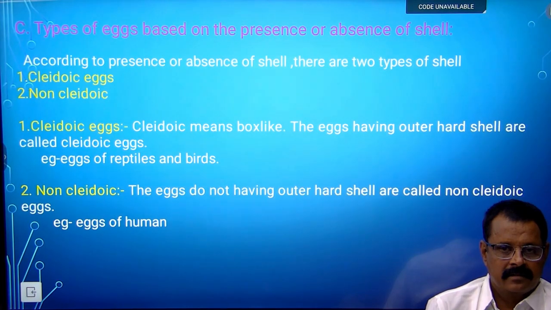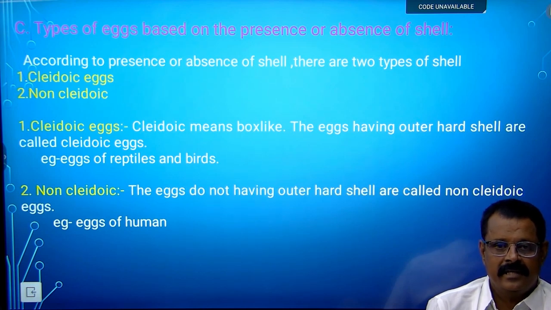Third type of eggs are based on the presence or absence of the shell. According to the presence or absence of the shell, there are two types of eggs. First one is cleidoic eggs, second one is non-cleidoic eggs. Cleidoic eggs have an outer hard shell which is calcareous in nature. Example, eggs of reptiles and birds. Second one is non-cleidoic eggs. The eggs which do not have an outer hard shell are called non-cleidoic eggs. Example, egg of human.